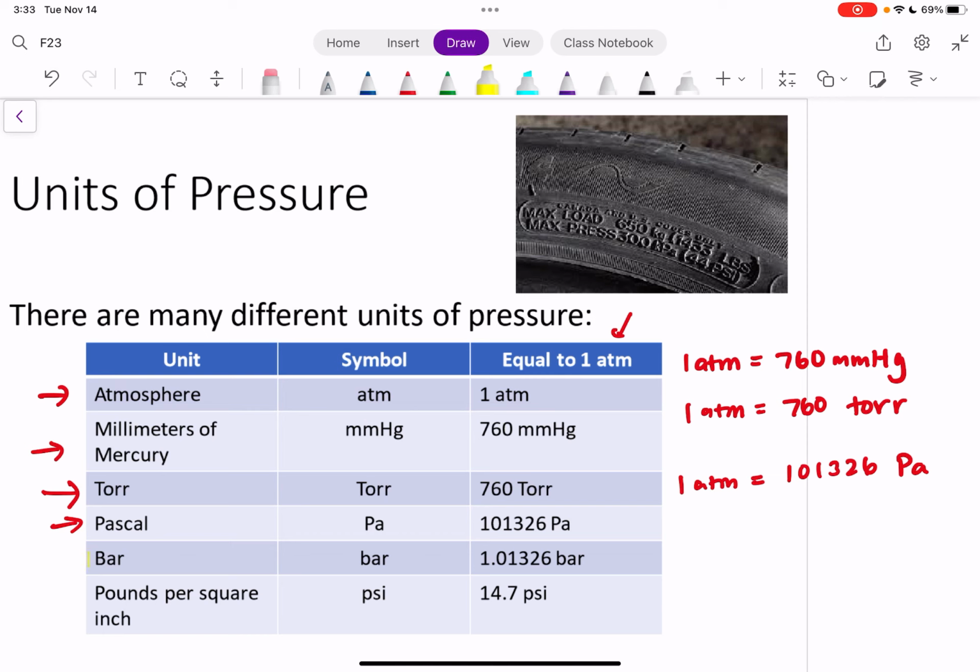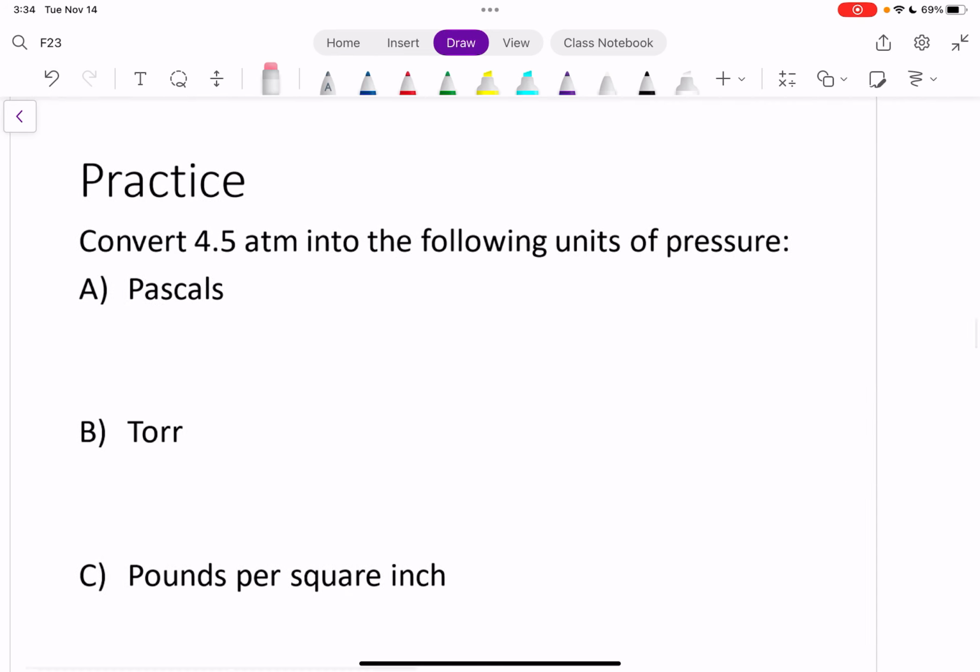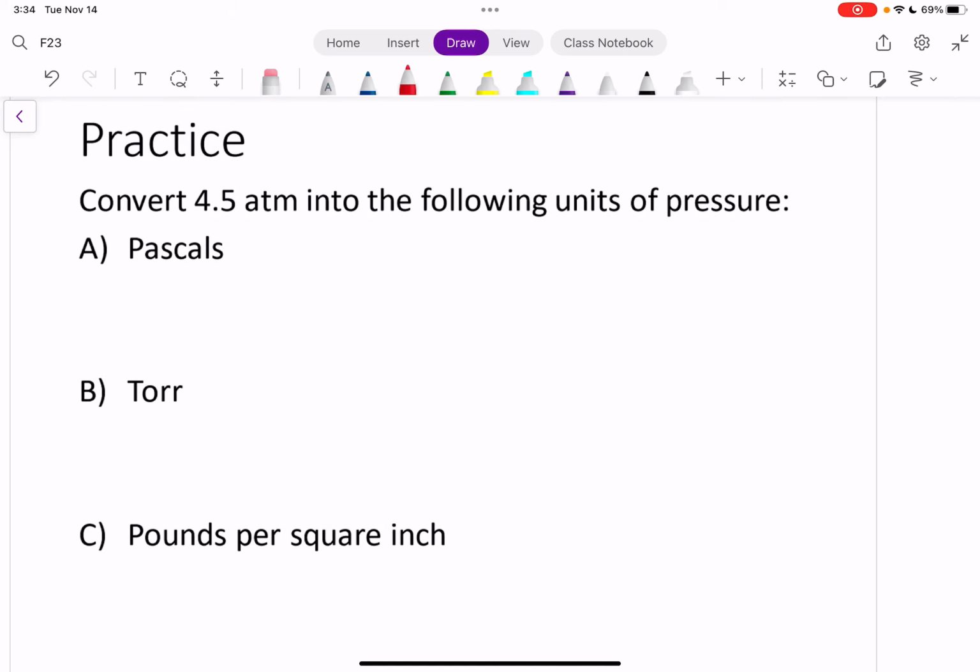These other two down here, the bar and pounds per square inch, PSI and the bar, you've probably seen those at some point if you've looked at the weather. So you might have seen the writing on the wall, but we are going to need to be able to convert between different units of pressure. So let's go ahead and practice this.